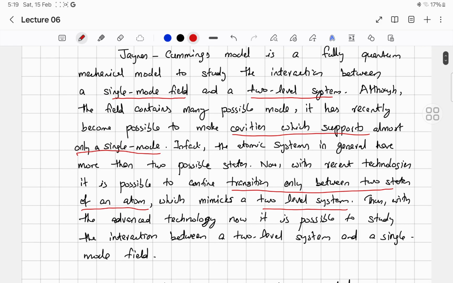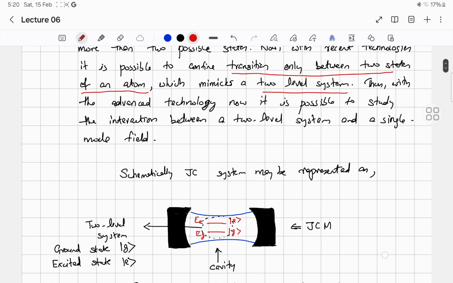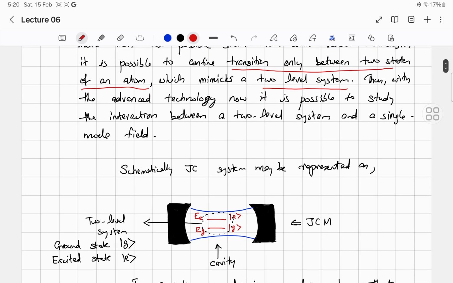In order to start with the Jaynes-Cummings model, we have to start with the Hamiltonian of the atom-field interaction. Before going to that, we can give a schematic representation of the Jaynes-Cummings system. In it we have a cavity, these are the cavity walls, and inside the cavity the field is confined, as well as there is a two-level atom inside. You can see a two-level atom.